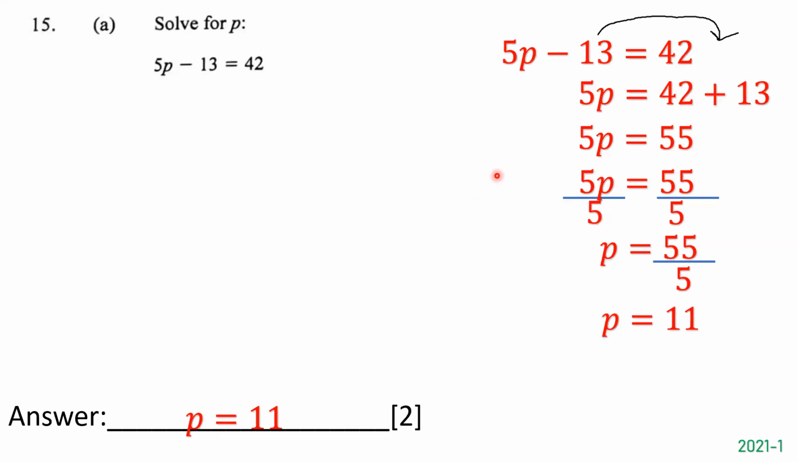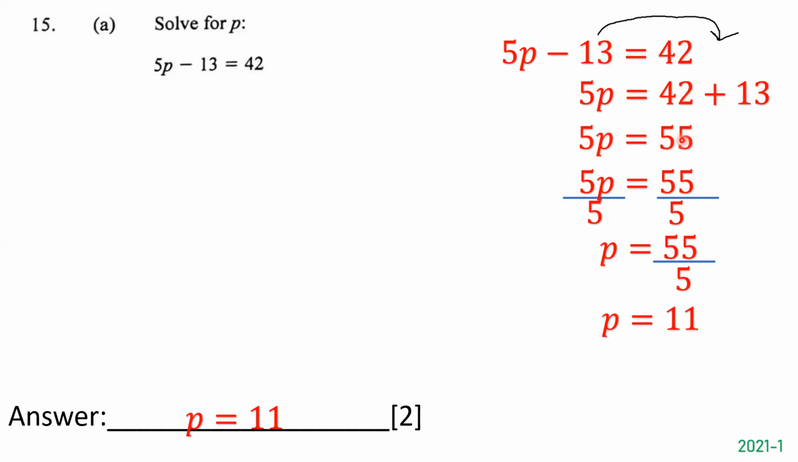Moving right along, we have another linear equation. We have 5p minus 13 equals 42. Notice that here we have negative 13. And when we send the negative 13 over the equal sign, it becomes a positive 13. And so we have 42 plus 13. Now, 42 plus 13, if you add them together, you will get 55. And so we have 5p equals 55.